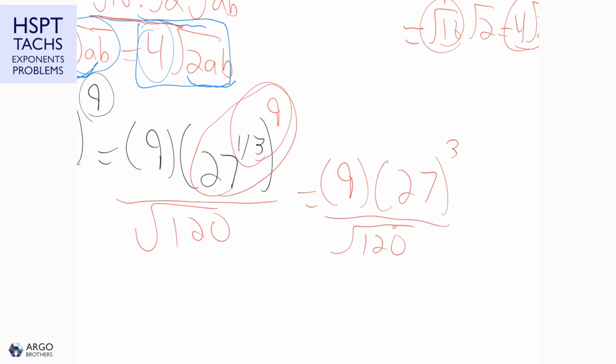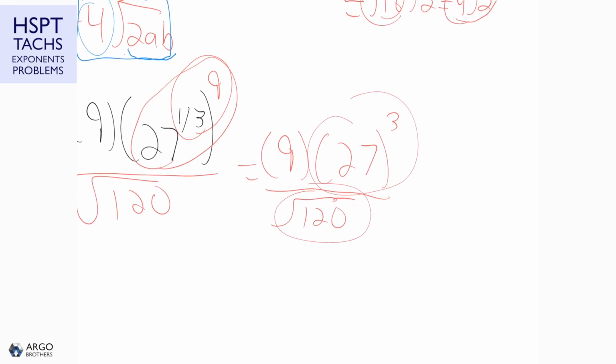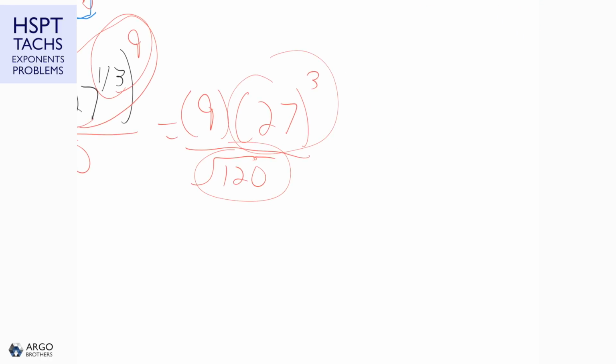And as an aside, you should always simplify every term before you start multiplying things out. So what I mean is, I don't want to start trying to find out what 27 cubed is before I simplify square root of 120. Because you may get some things that cancel out, and you don't want to miss that opportunity because it saves you work. All right, so we recopy the top. So that becomes 9 times 27 cubed.